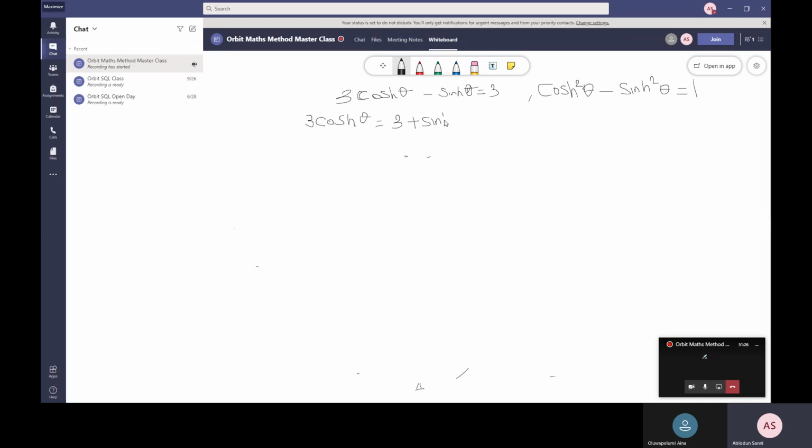So I have something like this. What I'm going to do is square both sides. I'm going to say this squared is equal to this squared. So I'm going to have 9 cos squared theta is equal to, not 3 plus, what am I writing? That would be 9 plus 6 sin theta plus sin squared theta. Do you agree?